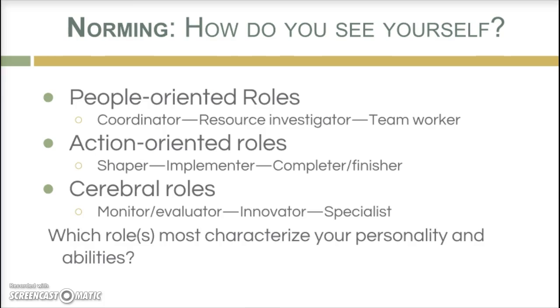So of the different categories of team roles, how do you see yourself? Are you more in the category of people-oriented roles such as coordinator, research investigator, or a team worker? Are you more aligning yourself with an action-oriented role such as a shaper, an implementer, or a completer, finisher? Or finally, do you identify better with cerebral roles such as monitor, evaluator, innovator, or specialist? Which role or roles most characterize your personality and your abilities? It's good for you to think about that as you get ready to work on a team and work with other individuals so that you can emphasize your strengths and minimize your weaknesses.